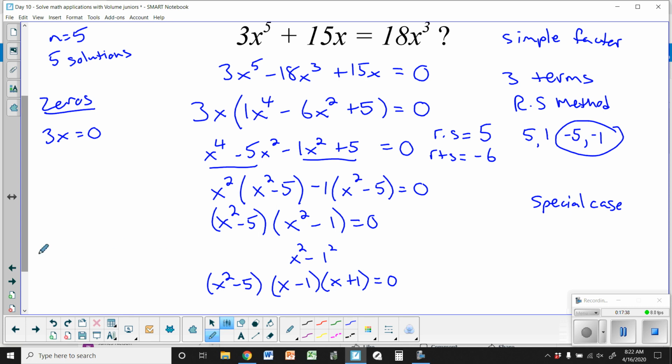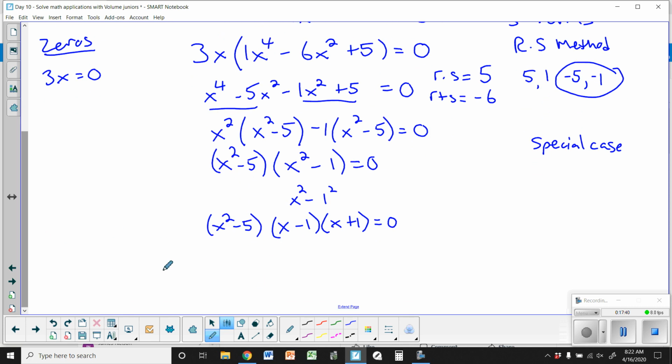All right, so now what we have to do is set these equal to 0. Over here we have x squared minus 5 equals 0. We have x minus 1 equals 0. And we have x plus 1 equals 0. These ones we can see this is going to be x equals 0. This will be x squared equals a positive 5, so I'm going to add 5 to both sides.